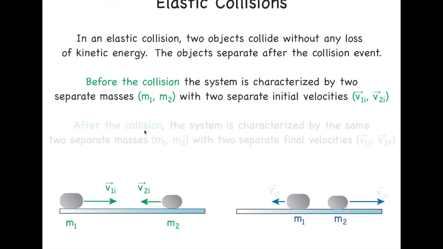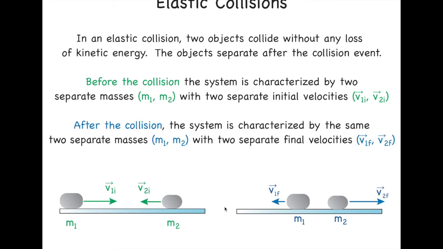Before the collision, the system can be characterized as two separate masses, right? Mass 1, mass 2, each with its own initial velocity. Here we'll label them V1 initial and V2 initial, adding the initial tag, because since we're still going to have two objects, 1 and 2, in the final state, we need to maintain this nomenclature. So after the collision, the system is characterized by the same two separate masses, right? There's an assumption here that there's no exchange of mass, that some of this stuff doesn't jump over to this guy. M1 stays M1, M2 stays M2, and they go their separate ways with their own separate final velocities, V1 final and V2 final.